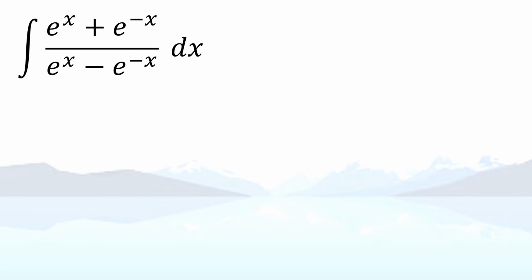So let us have another one. Let us determine the antiderivative or the integral of (e to the x plus e to the negative x) over (e to the x minus e to the negative x) dx. In here, let u be equal to e to the x minus e to the negative x.